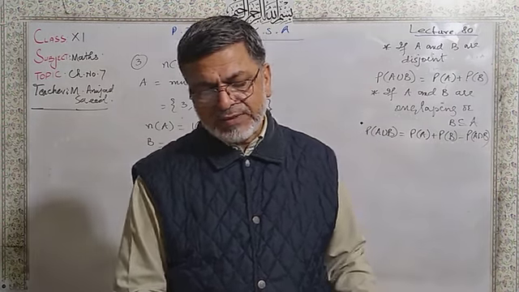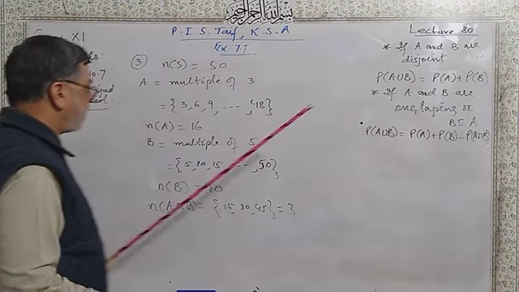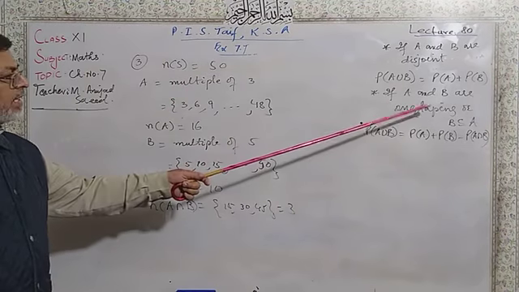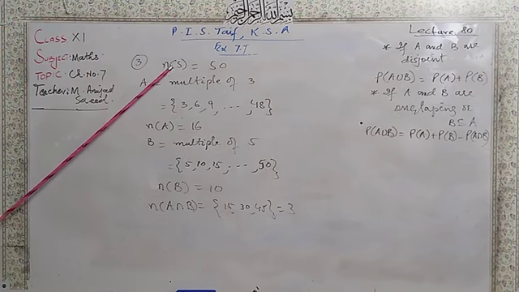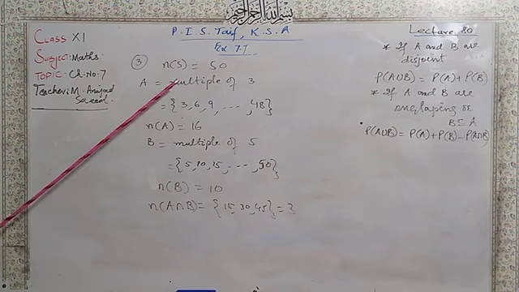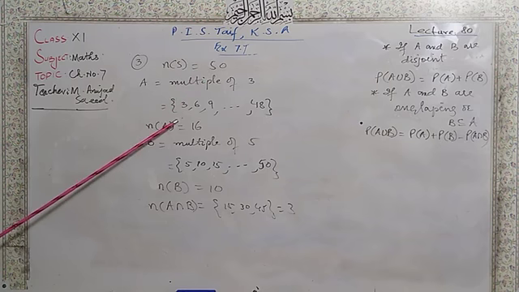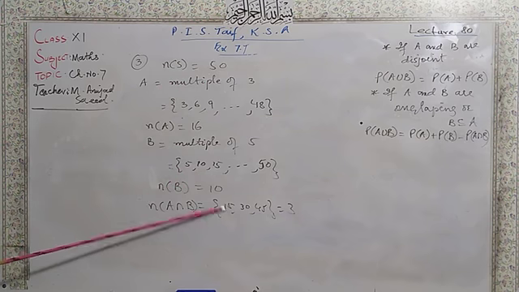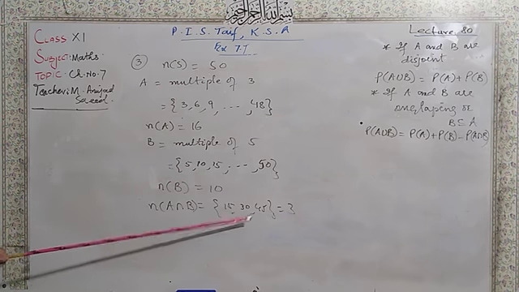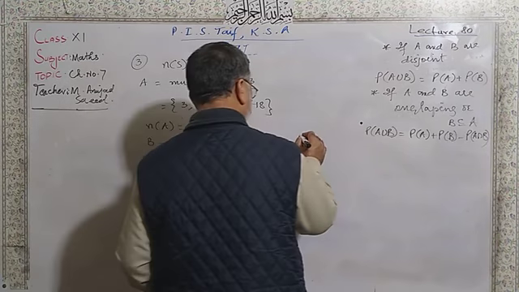So dear students, what is the probability now? You know that we have the formula for the overlapping. This formula will be overlapping. In 50, multiple of 3, then multiple of 5, and common between multiple of 3 and 5.